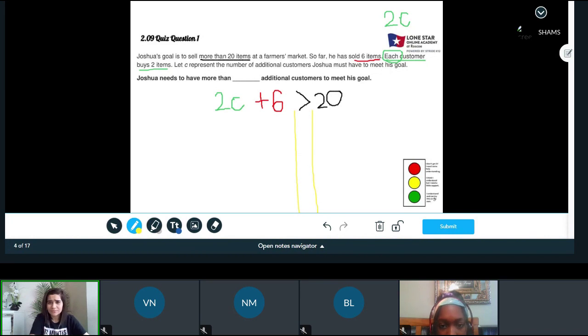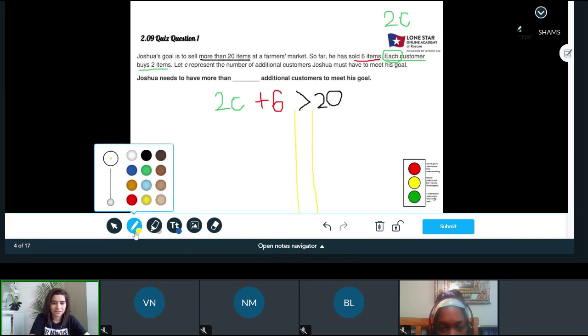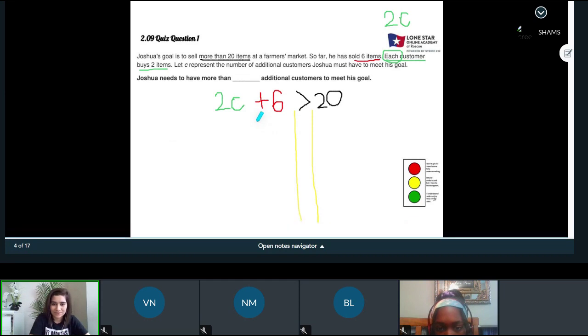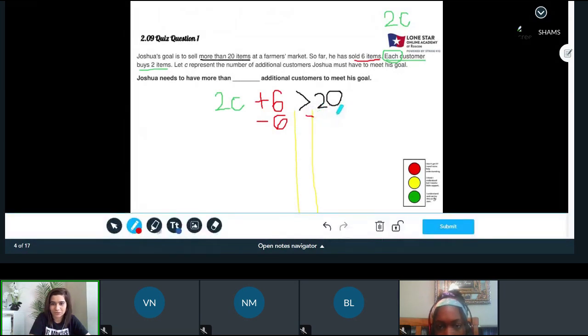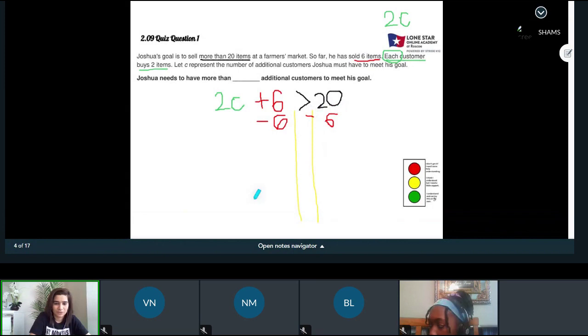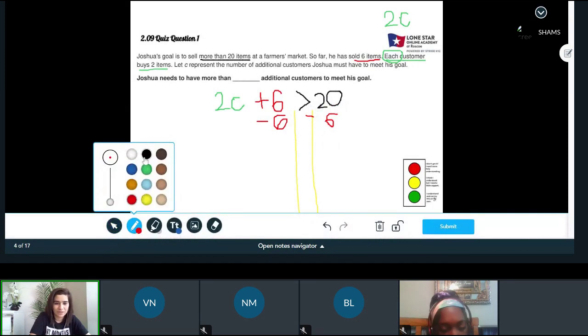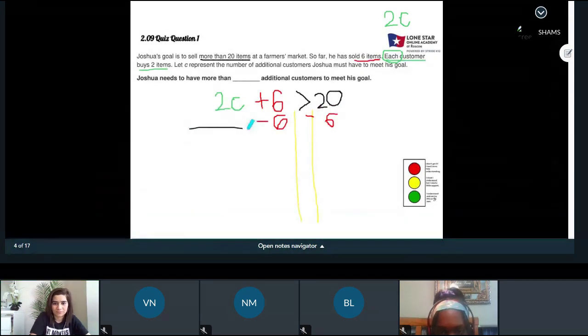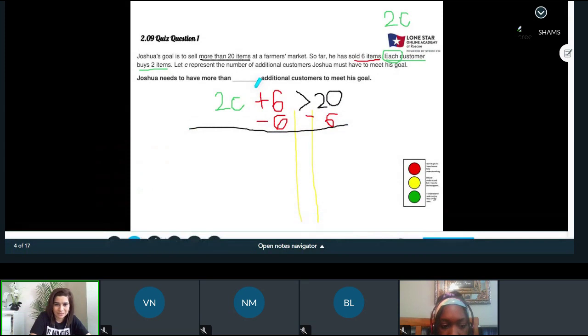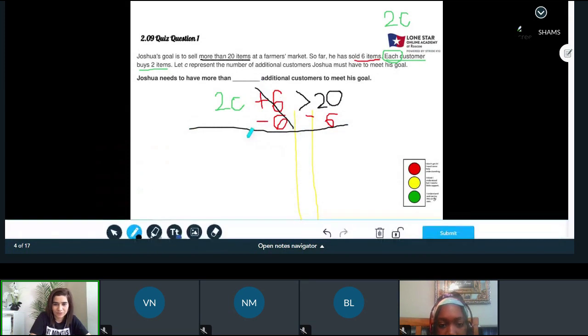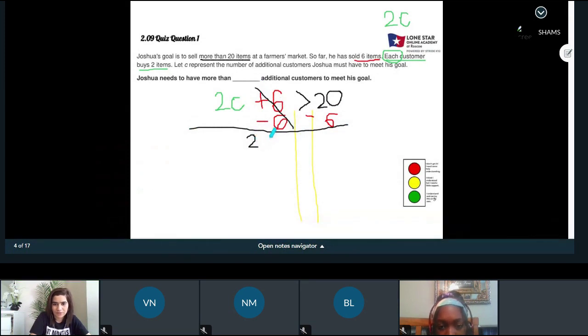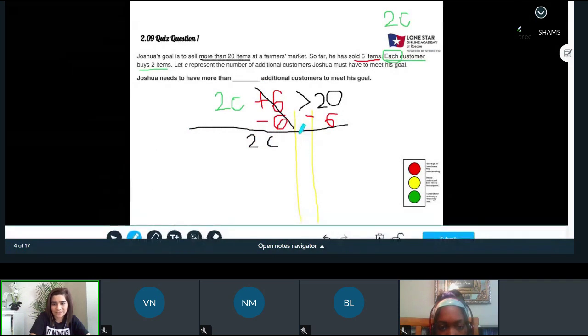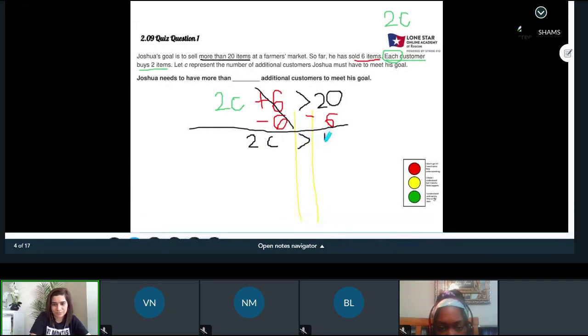Very good for 2. Step 1, get rid of the constant. That is plus 6. So to undo a plus 6, I will subtract 6 from both sides. Remember what we do to one side, we have to do to the other side. So let's see, after subtracting 6, how does the inequality look like? Plus 6 minus 6 is a 0. Then you're left with 2c is greater than 20 minus 6, that is 14.